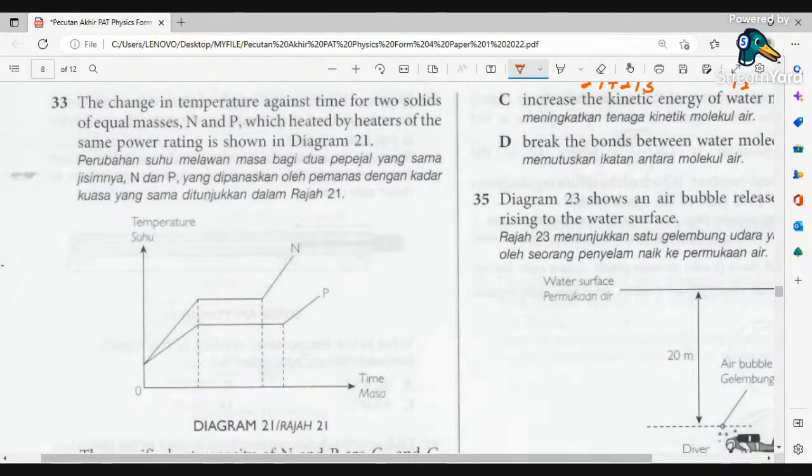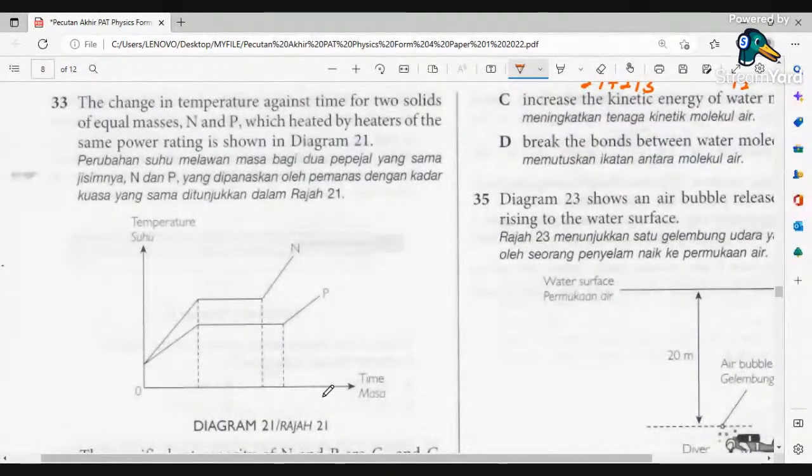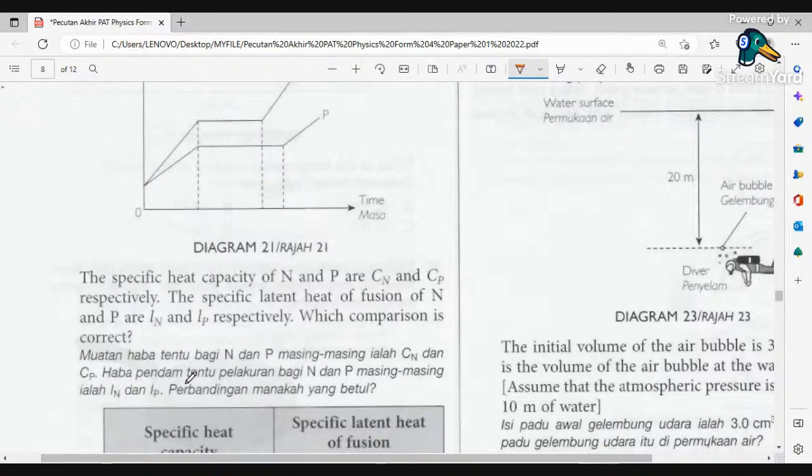Number 33, change in temperature against time for two solids of equal mass N and P heated by heaters of same power rating. Okay, boleh nampak graph ya, heating curve. Specific heat capacity of N and P are Cn and Cp. Specific latent heat of fusion of N and P are Ln and Lp. Which comparison is correct?